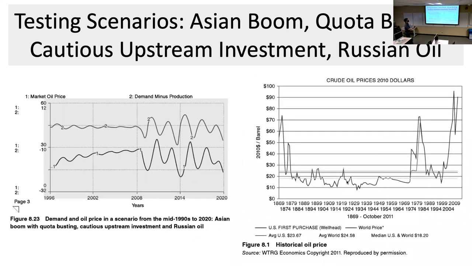And so when we compare this model, which comes out of a dynamical systems model, it comes out of Insight Maker or Vensim.